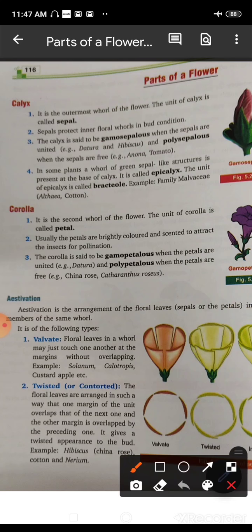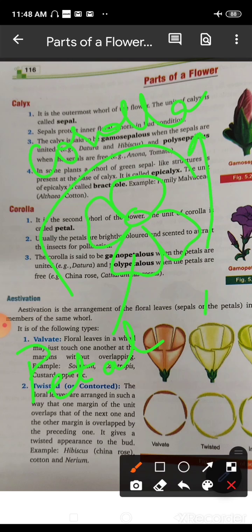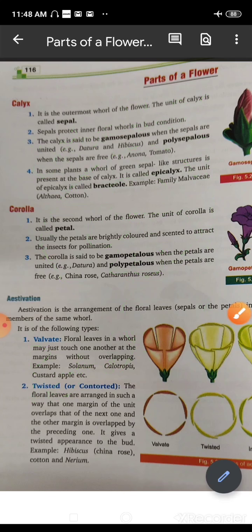Now if I just draw a flower over here, right? Now this whole structure is the corolla, and each unit is known as the petal, right? So many petals together will form the corolla. That means this whole whorl of many petals is known as corolla. So that's the corolla, and usually the petals are brightly colored.